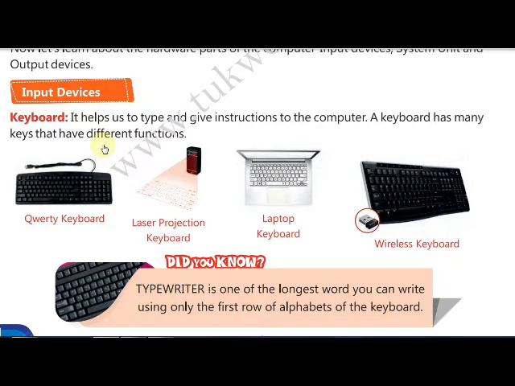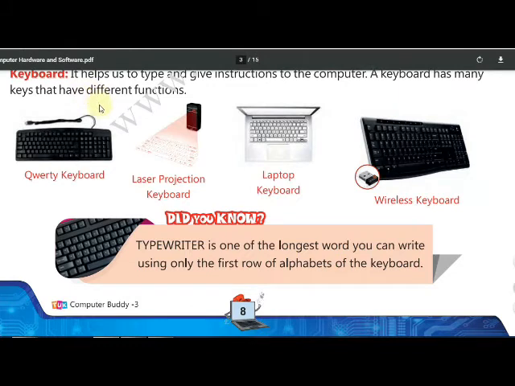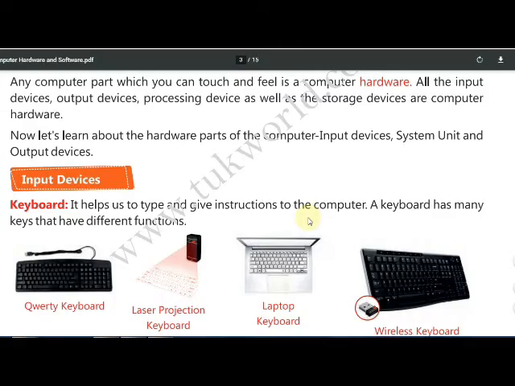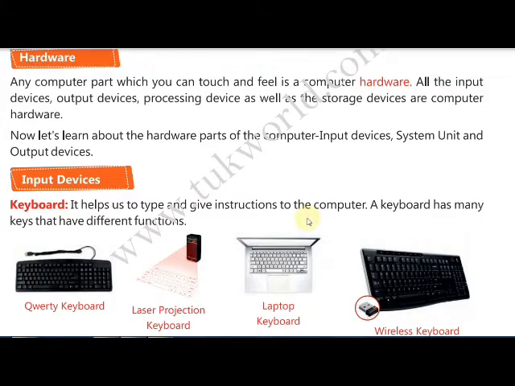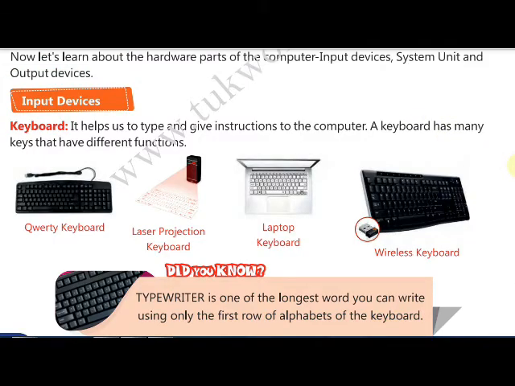Here we have input devices, and the first input device is the keyboard. We all are familiar with this part of a computer. It is a hardware input device, and that is the keyboard. Why is it called hardware? Because it is a visible component of a computer, so we can use it to type, to write.